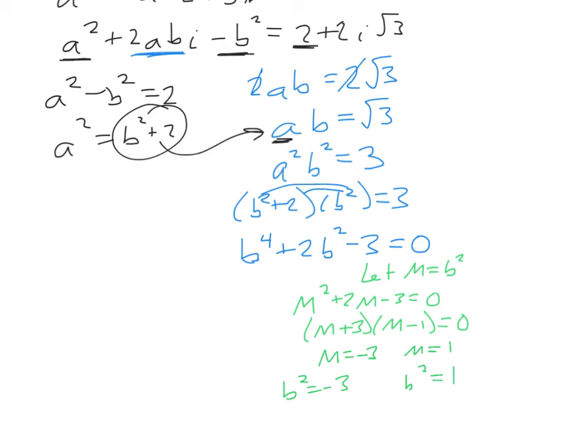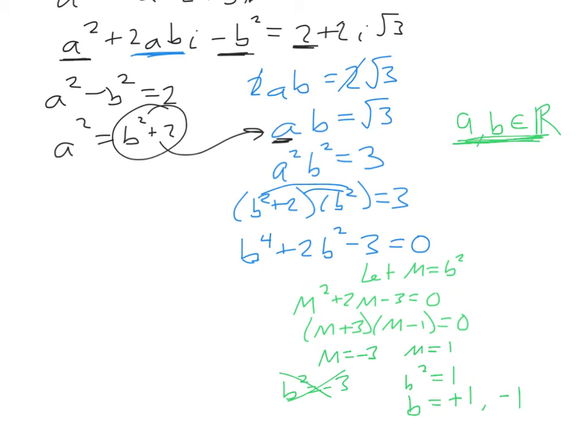Well, here's the thing. Way back at the beginning of the problem, we said that a and b were supposed to be real numbers, which means b squared can't be negative 3 because we're only working with real numbers. I know this is the imaginary number unit, but we said it was supposed to be real, which means that b has got to be positive 1 or negative 1.